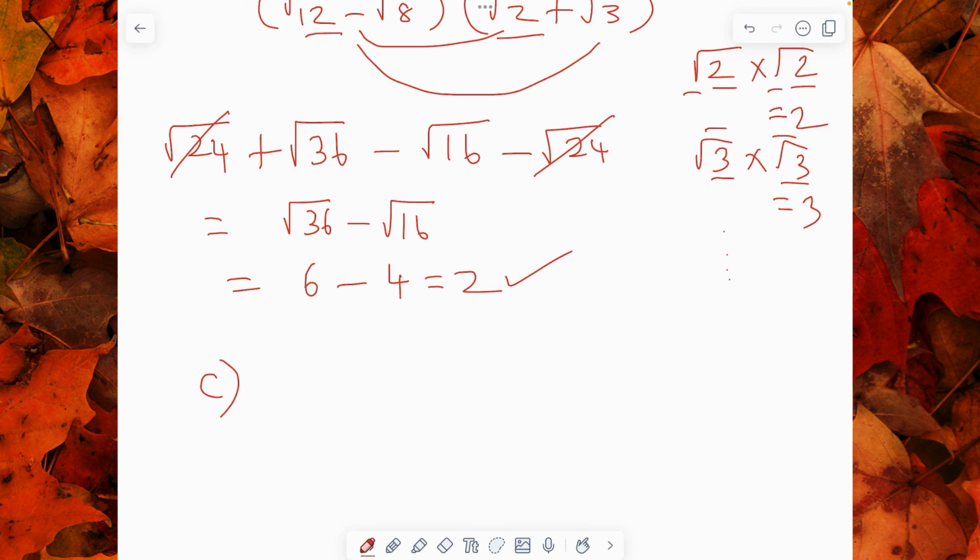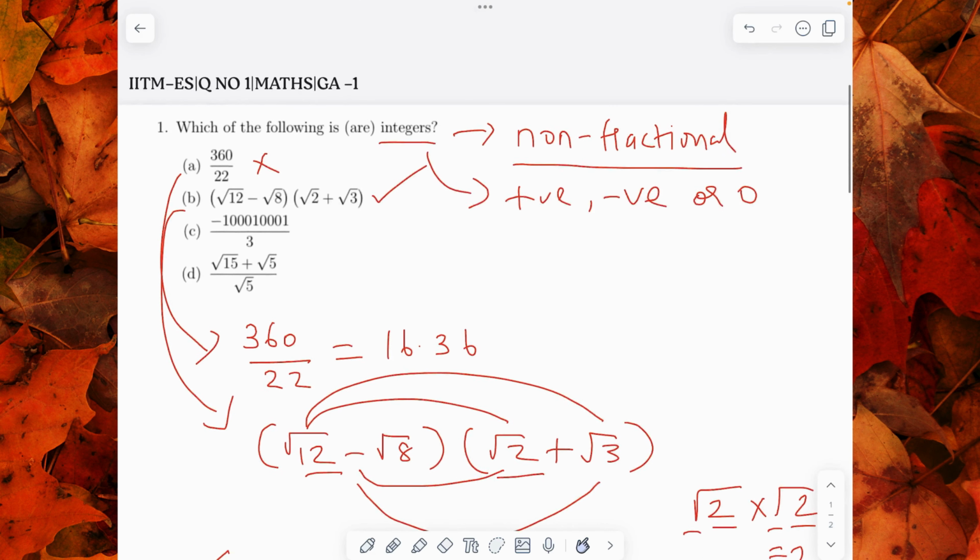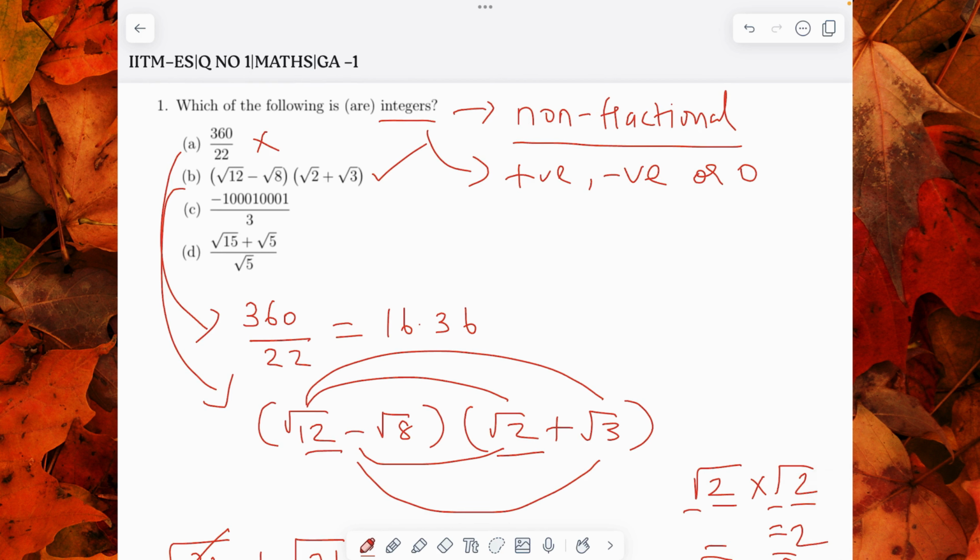If you are solving option C, it is coming as minus 100, 100, 100, 1 divided by 3. While solving this with the online calculator, we'll be getting it as minus 33,336,667. Hence it is an integer. Therefore, option C is correct.